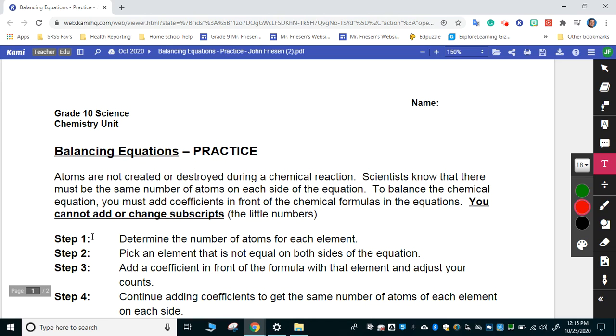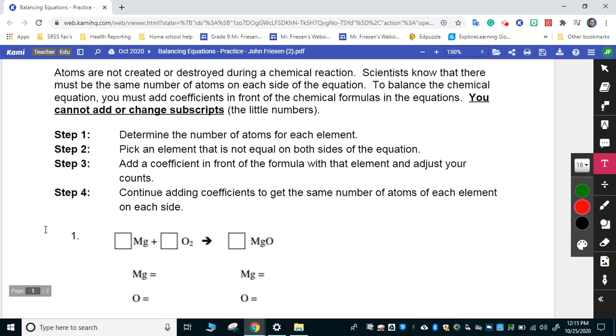So let's go through each one of these. Okay, these are the steps that you need to follow when balancing equations. The first thing you need to do, determine the number of atoms for each element. The second thing, pick an element that is not equal on both sides of the equation. Okay, and then add a coefficient, this is number 3, in front of the formula with the element and adjust your counts. Okay, so you're going to balance them out. And then step 4, continue adding coefficients to get the same number of atoms of elements on each side of the equation. Okay, so we'll do the first one together.